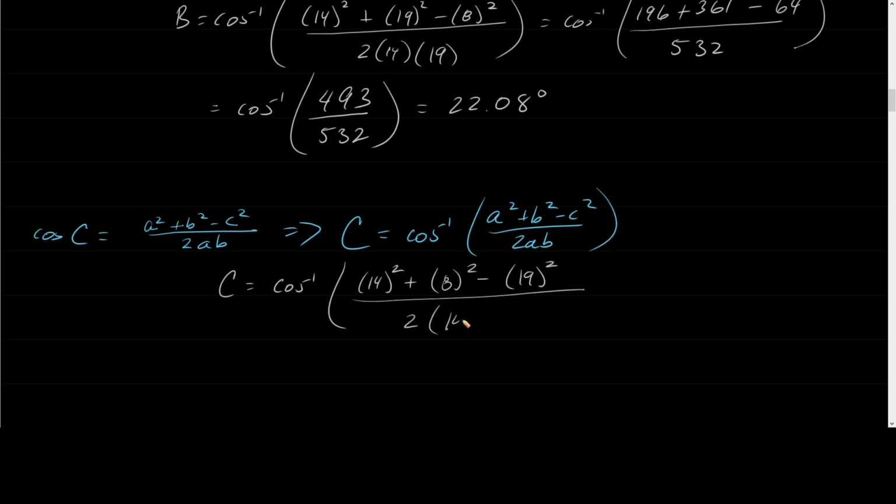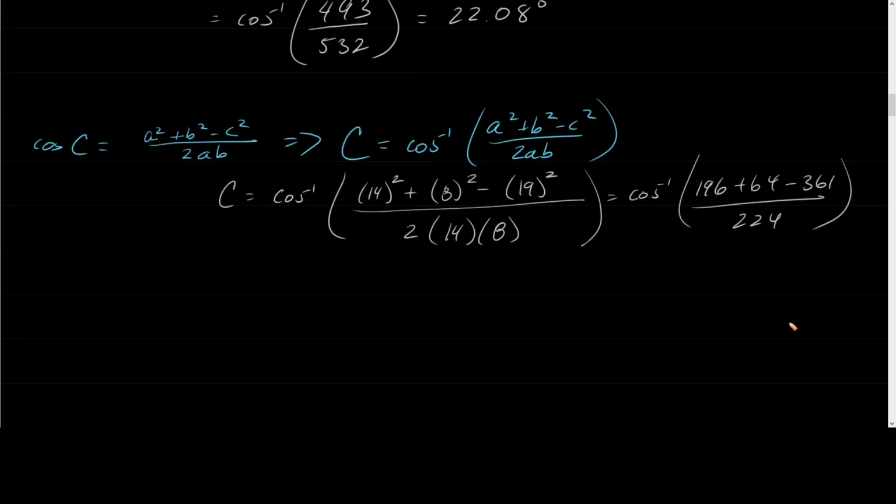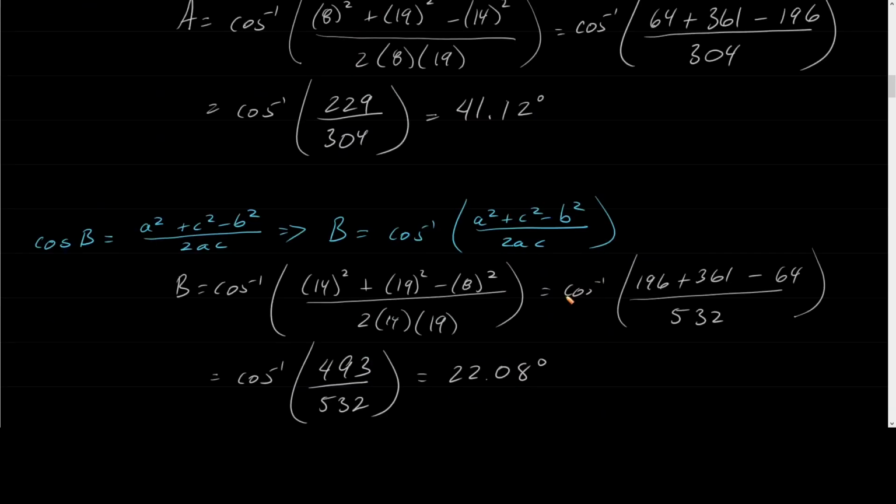All of this over 2 times 14 times 8, which gives us cosine inverse of, well, 14 squared, we already know that's 196, 8 squared is 64, and 19 squared is 361, and we have this all over 2 times 14 times 8. So 2 times 8 is 16, and then that times 14 is 224. So now we need to do cosine inverse of this, but we have 196 plus 64 minus 361 gives us negative 101. We have that over 224. So cosine inverse of negative 101 divided by 224 gives us 116.80 or so.